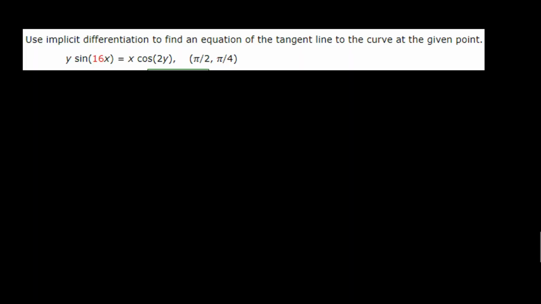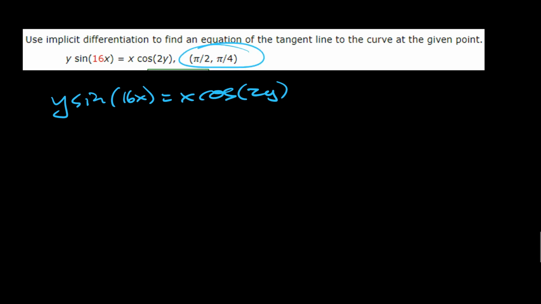So let's try another one. All right, so this one's going to be a lot more complicated. Let's just get started with it. We have y sine of 16x equals x cosine of 2y, and we're supposed to find the tangent line to the curve at this point. The first thing we're going to do is take the derivative with respect to x on both sides of the equation. So d/dx, both sides.